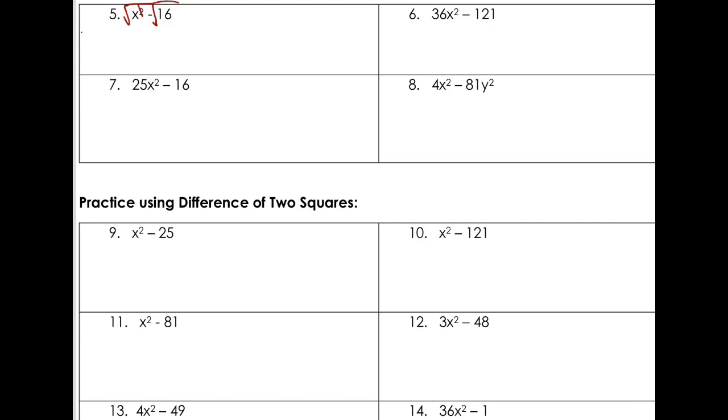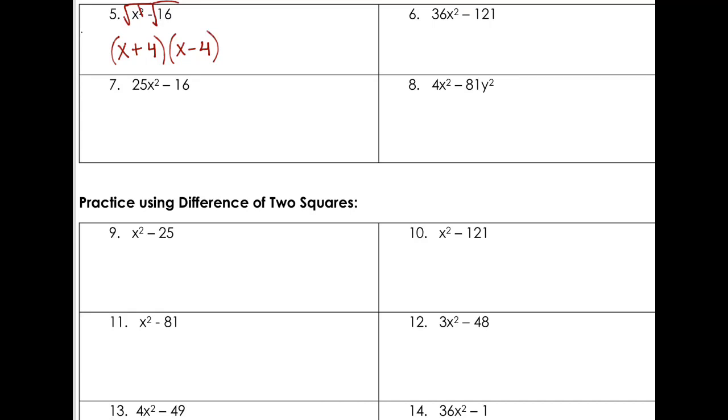Once you punch it in there, you'll have x plus 4, because the square root of 16 is 4. And once you have that factor, all you do is write the exact same thing with the opposite sign. X minus 4. Now, if you were to multiply that back out to check your answer, you would end up with x squared minus 16.